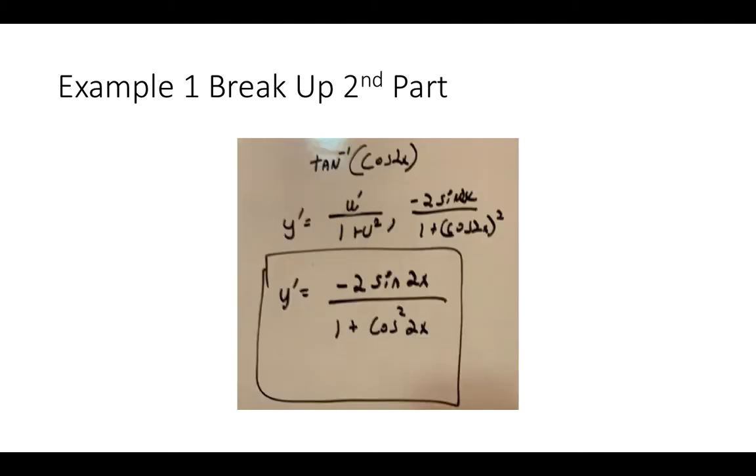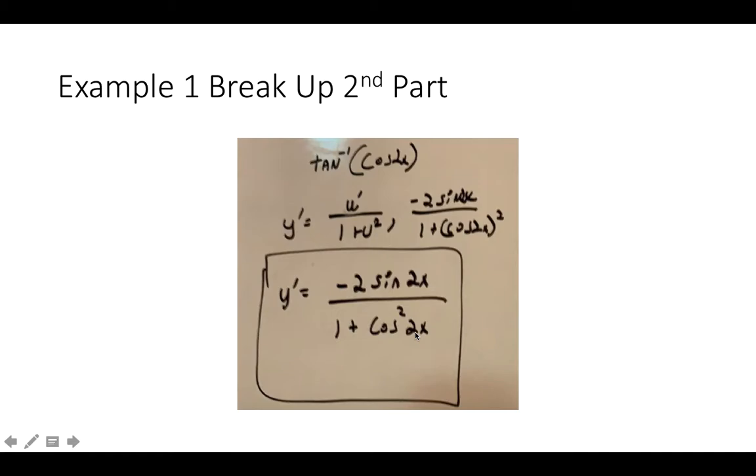What is the derivative of inverse tangent of cosine 2x? We'll use the formula: the derivative of inverse tangent is u prime divided by 1 plus u squared. The derivative of u, which is cosine 2x, is negative 2 sine 2x. Then we just plug and chug for our u value, so it's 1 plus cosine 2x squared, which is 1 plus cosine squared 2x. So the second part is negative 2 sine 2x divided by 1 plus cosine squared 2x.